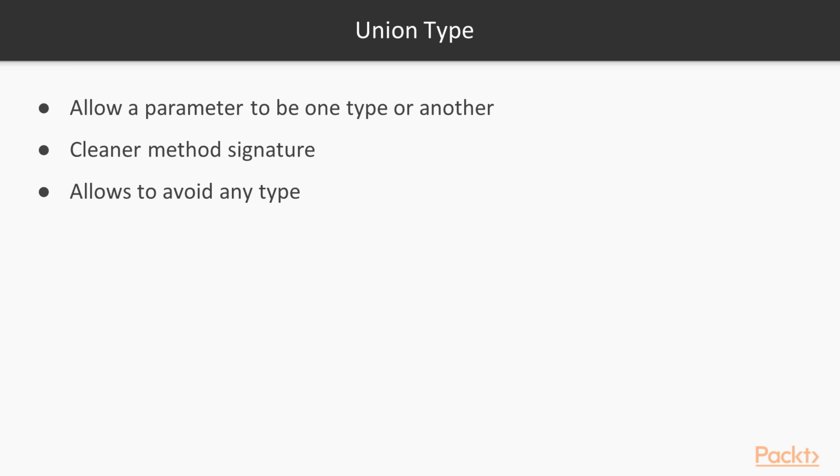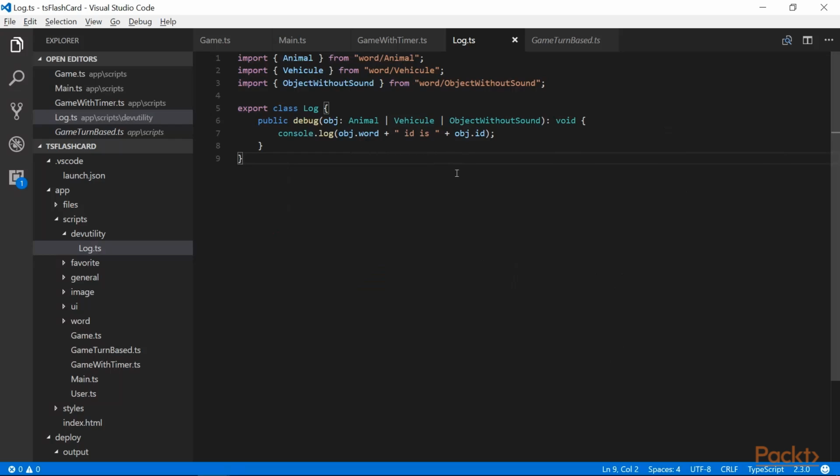Union type is another topic on type that is used to allow a parameter to be of more than a single type. It allows to have a cleaner signature with a single type instead of passing a variable with the type any, or passing two generic types, which would lead to need to have some cast. We can create an example in the log.ts file in the debug method. To do so, let's go in the scripts folder, create a new folder called devUtility, and create log.ts.